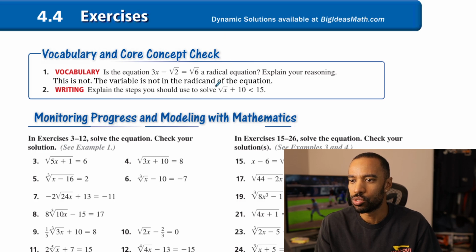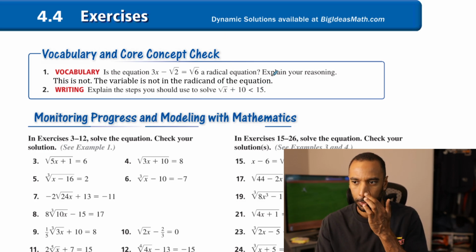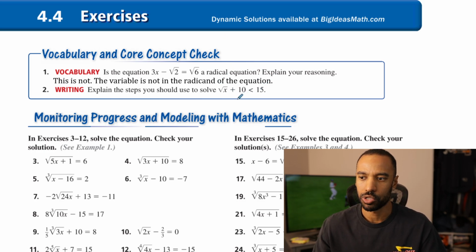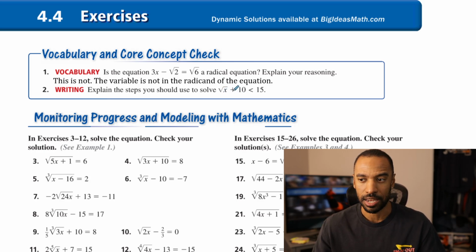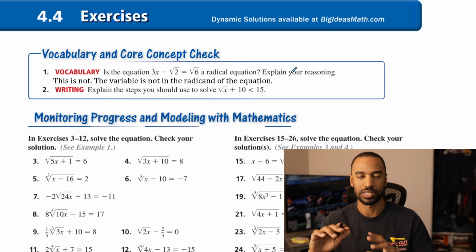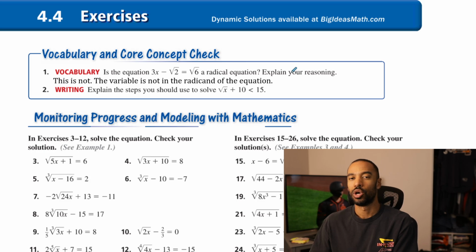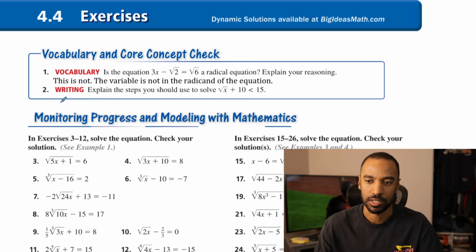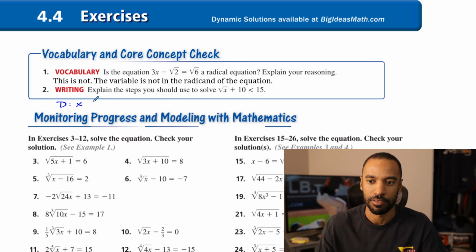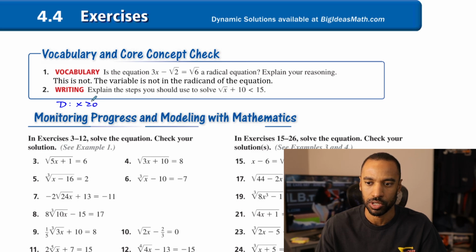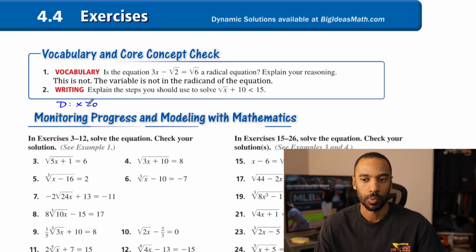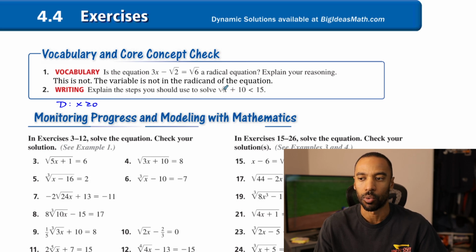Explain the steps you should use to solve square root of x plus 10 is less than 15. Well, I'll also show you them. First I'm going to do the domain check in this one, because when it comes to the less than stuff, we're going to talk about an infinite number of solutions that will end up being less than whatever we're talking about. So with respect to the domain, guys, the inside of our inequality must be greater than or equal to 0. And that's straight up our domain. So we have to restrict this. X must be a positive number or 0.